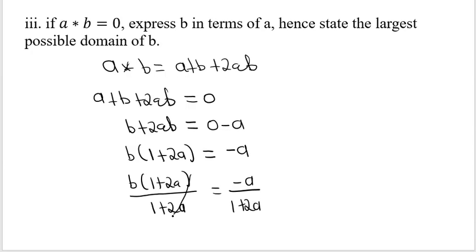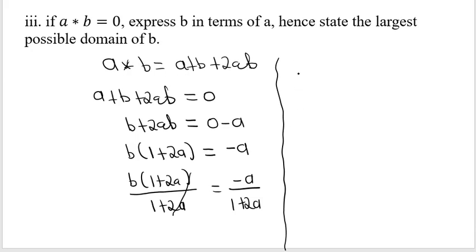So this can cancel this. Alright, therefore, what are you left? We have B being equal to minus A all over 1 plus 2A. Okay, so with what you are having now, we have been able to express B in terms of A. This is because we have B standing on one side of the equal to sign, and the other side we have A also there. So that is the first part of the question.